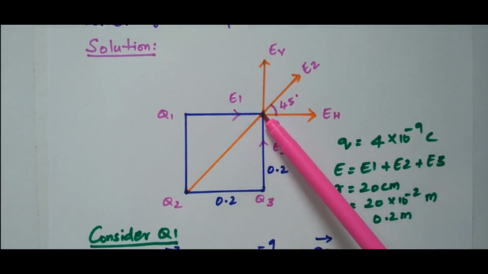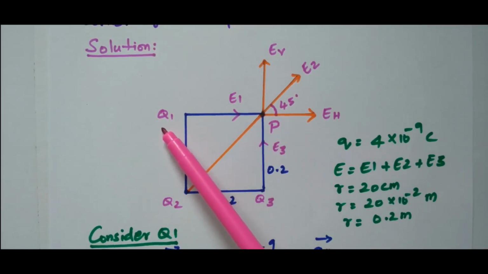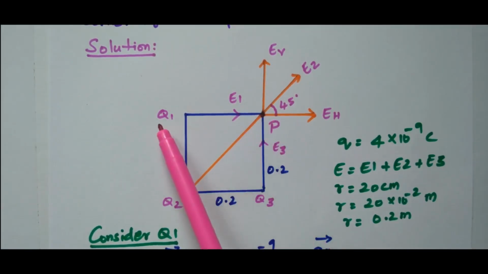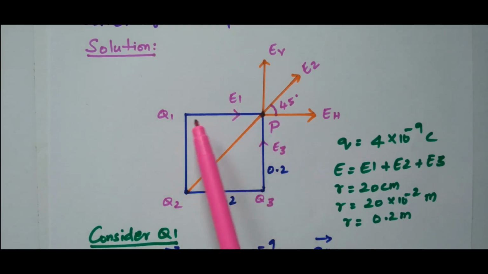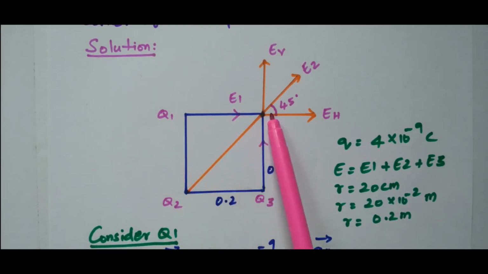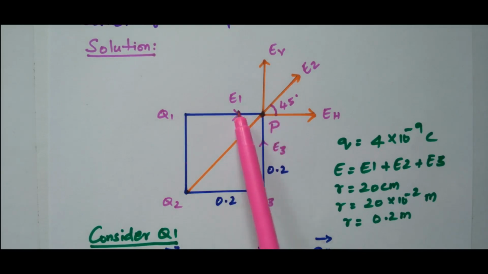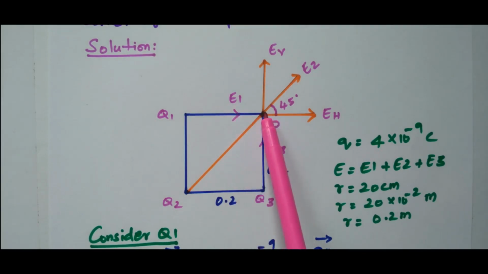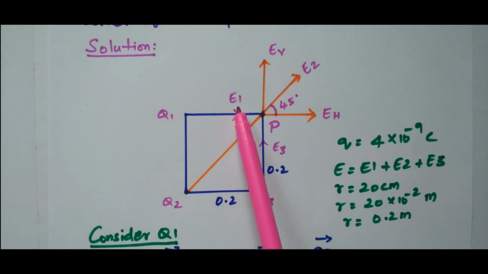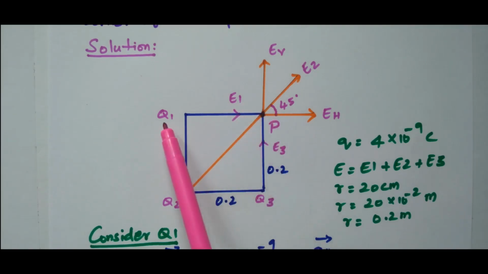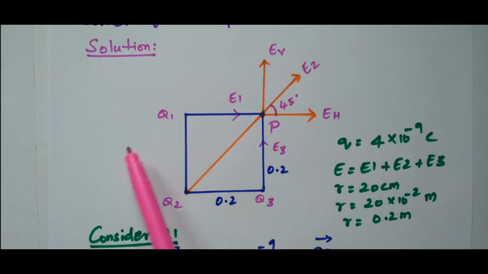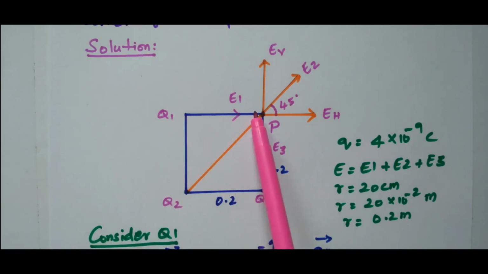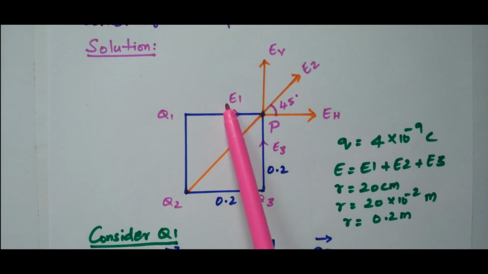So at this corner we need to find the electric field intensity. First consider Q1. The electric field intensity due to Q1 will be E1 in this direction. Both are available in the same line, so only one component, E1. E1 is the electric field intensity at point P due to the charge Q1. Since both are placed in the same line, we have only E1, only a horizontal component.